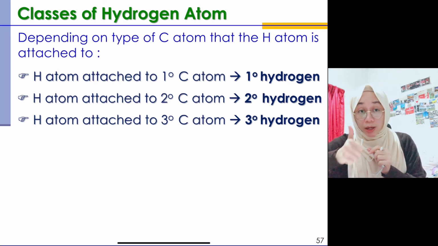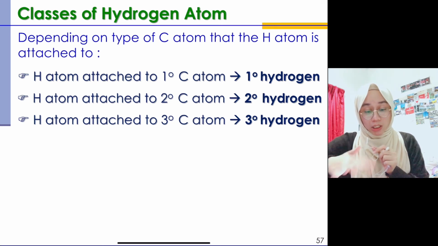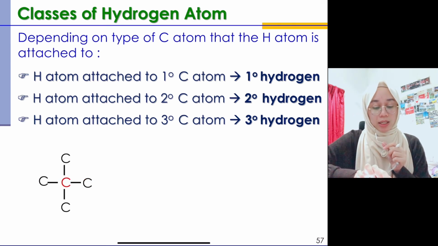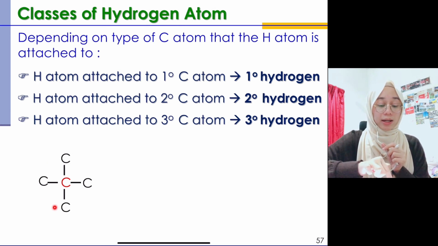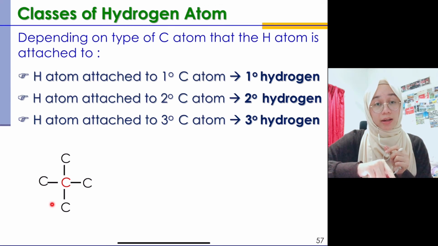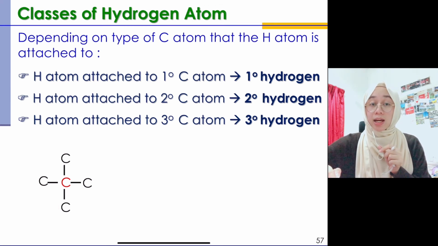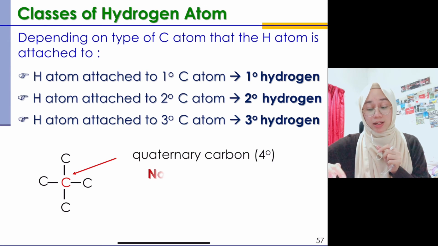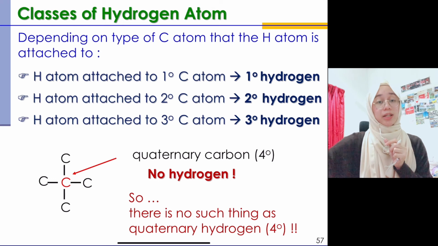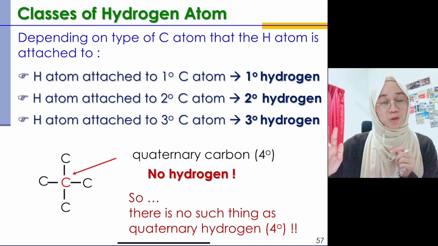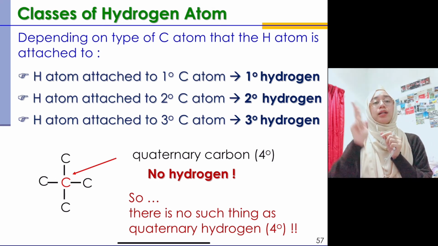So ada tak quaternary hydrogen? So kita tengok. As you can see here, this carbon, red carbon here, that is considered quaternary carbon. Why? Because it attached to 4 carbons atom here. Kalau dia dah dikelilingi dengan carbon sahaja, there are no such thing as quaternary hydrogen because tak ada hydrogen kat situ kan? Mana ada hydrogen kat situ? So there is no such thing as quaternary hydrogen. Quaternary hydrogen tak wujud pun. We only have primary, secondary and tertiary.